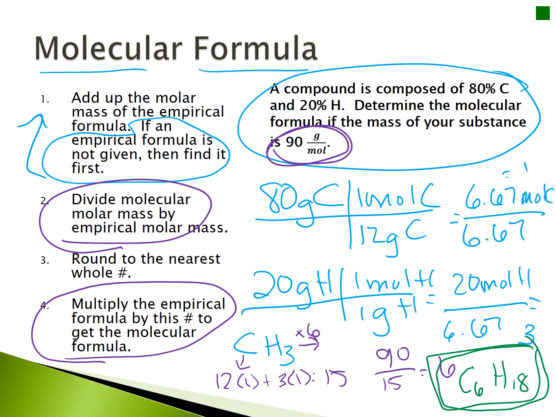Now, a way to check it is to actually add up the molar mass of this molecular formula. Make sure that you get the 90 grams that it said you should. If you don't, you did something wrong. If you do, then you're probably right. All right, hopefully you have a basic understanding. Make sure you write down all these steps to calculating empirical and molecular, and all it is, is keep on repeating these same steps over and over again, and you'll get the right answer.